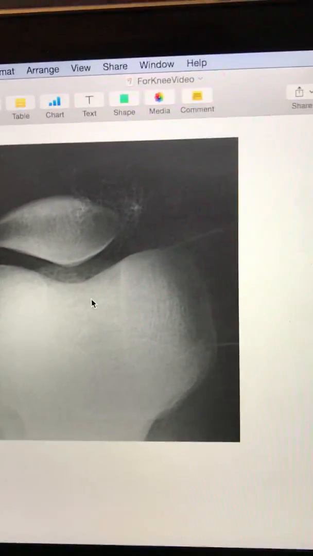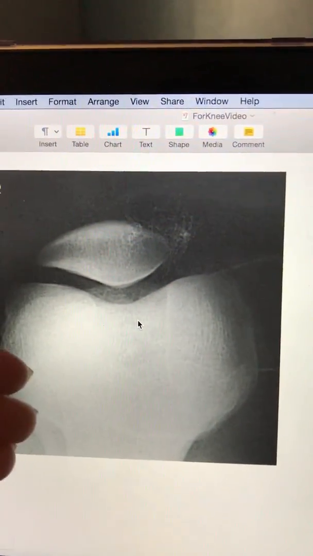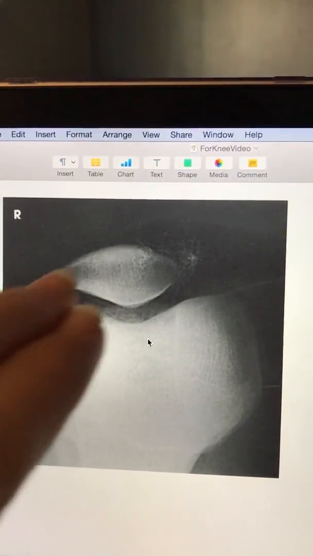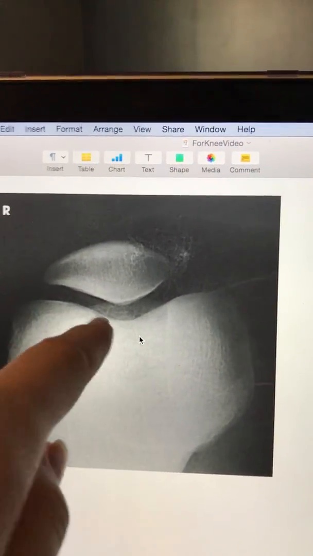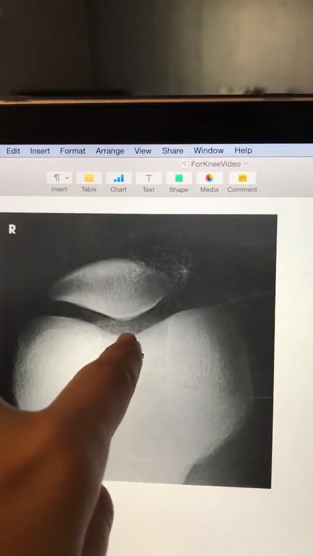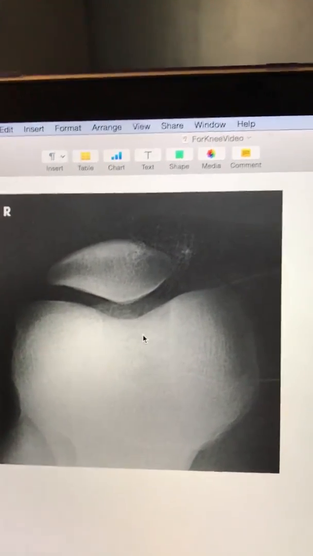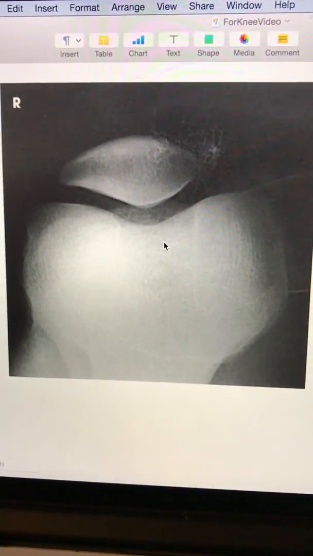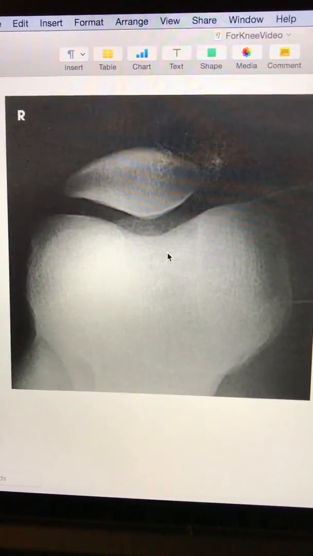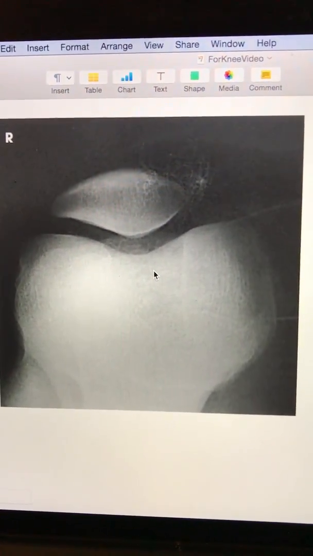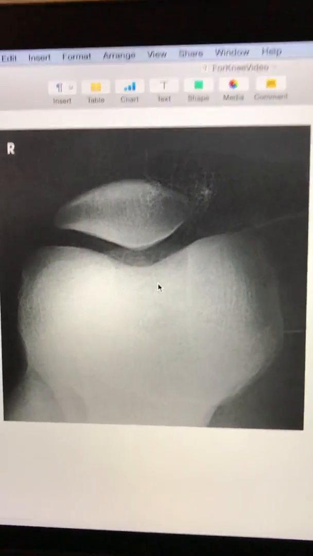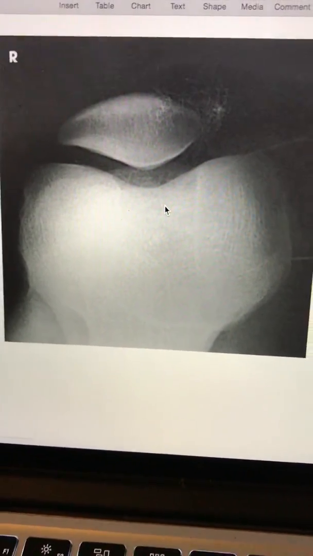You want to have your patella perpendicular to the IR, and then your central ray perpendicular to the IR, and you want to shoot it right through this space to get it nice and open. And that's to check for the patella by itself. So that is our knee exam and all of our images.